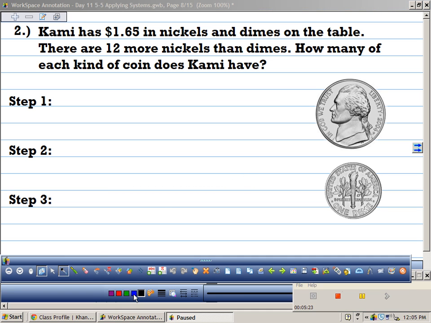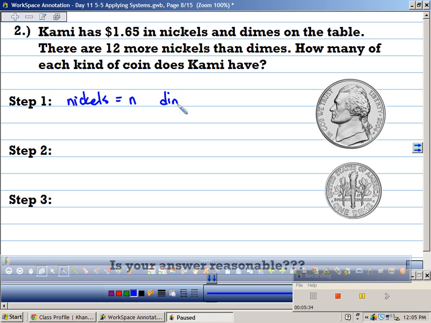Okay, so again, our first step is to define our variables. So I'm going to go ahead and say nickels are going to be N, and dimes are going to be D. So everybody think of having a bunch of change on the table. So how could I set up one of those equations? What do I have on the table?